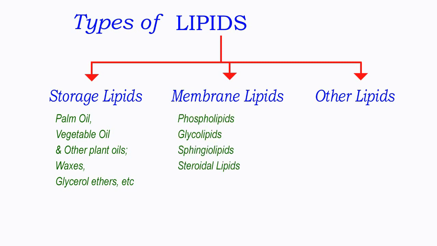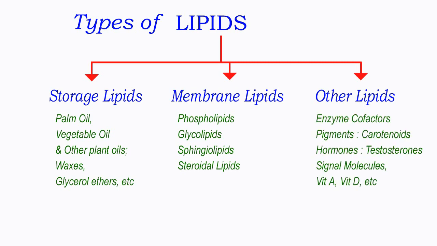The membrane lipids, the second category, comprise the phospholipids, the glycolipids, the sphingolipids, and the steroidal lipids. These membrane lipids act as the membrane backbone in the biological membrane structure, as you might remember from the lipid structure in the fluid mosaic model of the cell membrane. The other lipids comprise the enzyme cofactors like vitamin E, vitamin K, quinones, and the pigments like the carotenoids, the hormones like testosterone, the signal molecules, and other vitamins like vitamin A, vitamin D, etc.